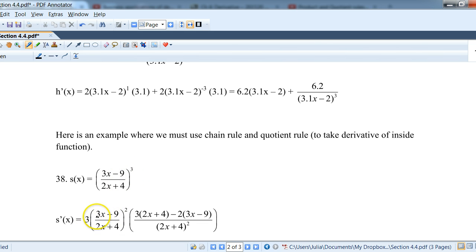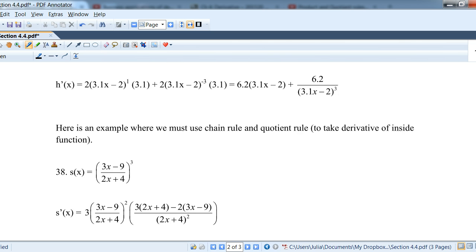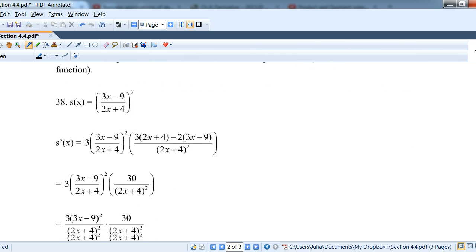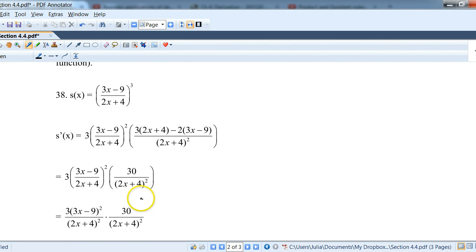3 comes down, the function stays the same and becomes squared power, times, now we focus on the inside, which is the derivative. Again, the denominator becomes squared. And now, if you recall, we take the derivative of the top, which is 3, times the original bottom, minus the derivative of the bottom, which is 2, times the original top. And we simplified as before. I think we did this one in the previous section. We get 30 over (2x plus 4) squared, which actually, it's okay not to simplify at this stage. I left it as is.